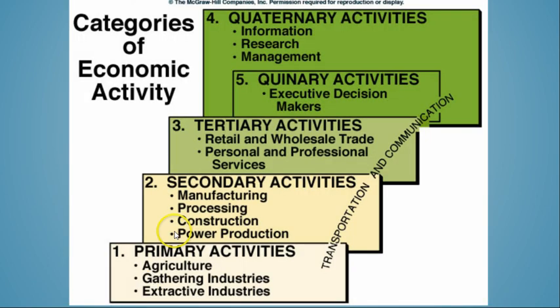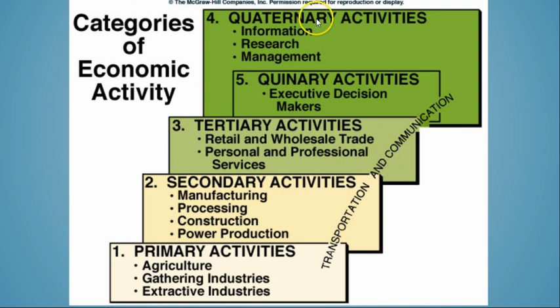When you look at that, you can see primary activities are agriculture, gathering, which was the fishing and the forestry, and extractive, which is getting mineral resources, metals, things like that. Secondary activities are manufacturing, processing, construction, power production, because you need power to do all these things. Tertiary activities are going to be the retail and wholesale trade. This is where you're going to sell these sorts of goods. It's also going to be your personal and professional services, so these are all the support industries, schools, doctors, whatever.